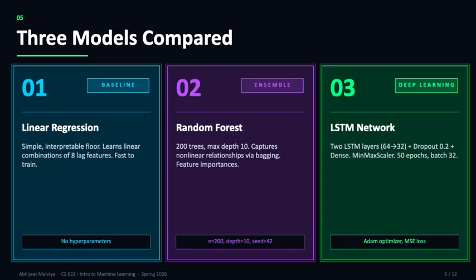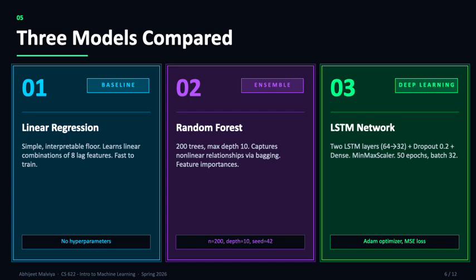So I compared 3 models that span the full machine learning spectrum. The first model is the linear regression, which was the baseline. It learns a linear combination of the 8 lag features. It's simple, fast, and tells us what a naive model can achieve.